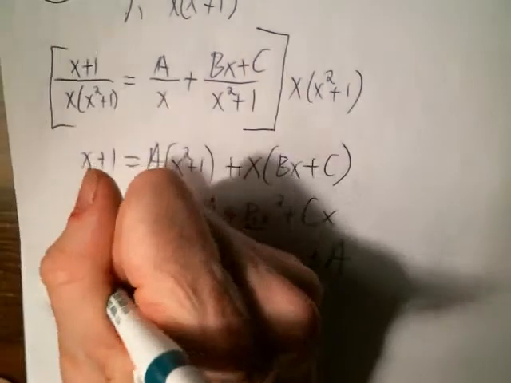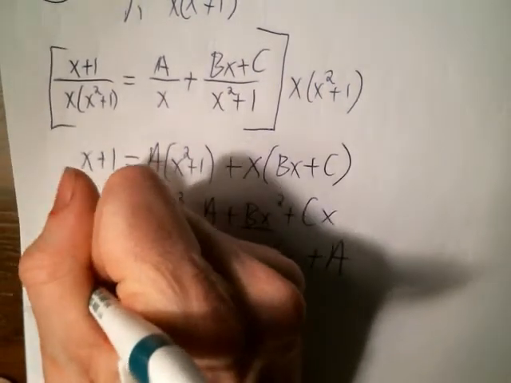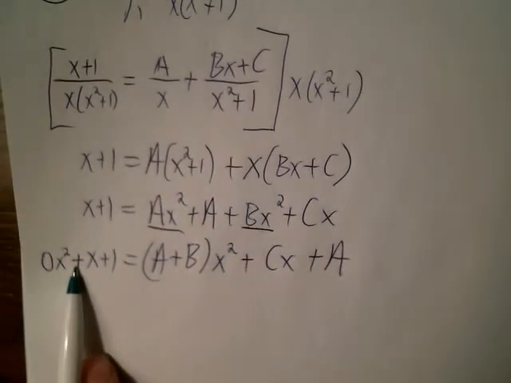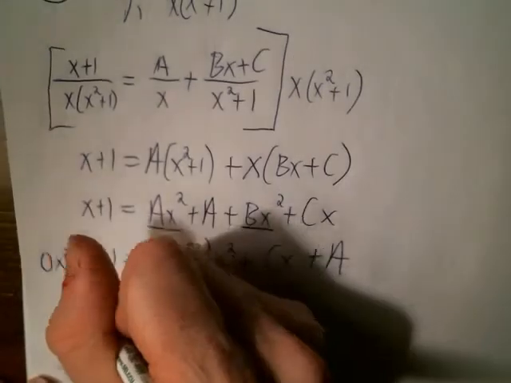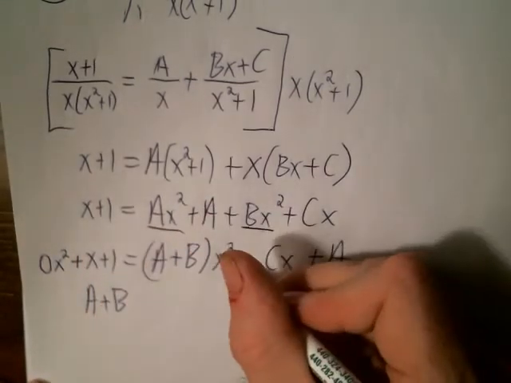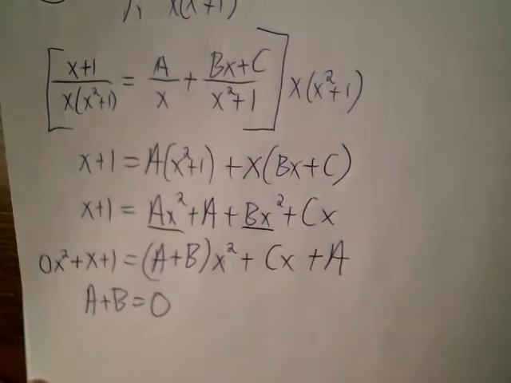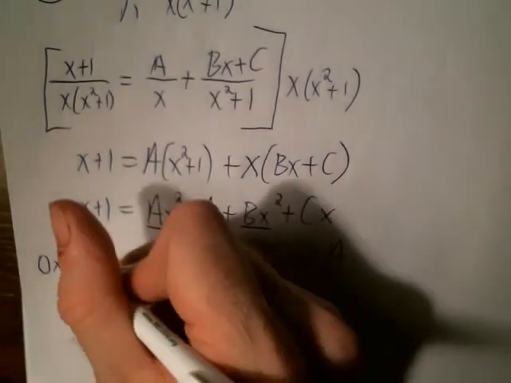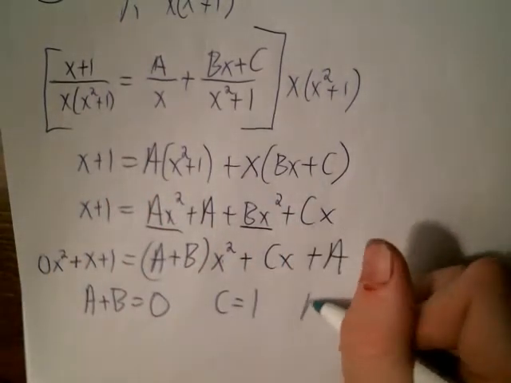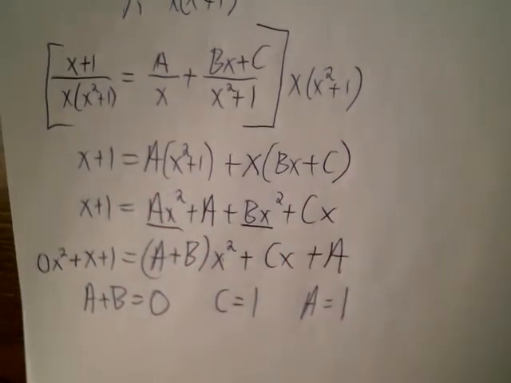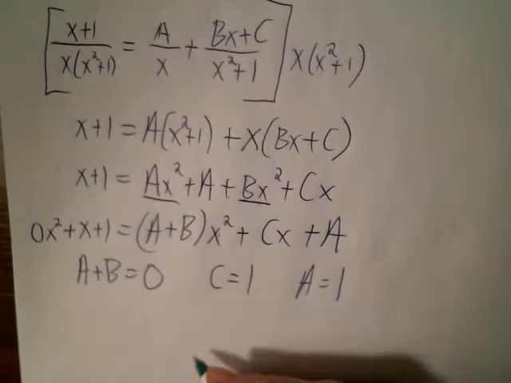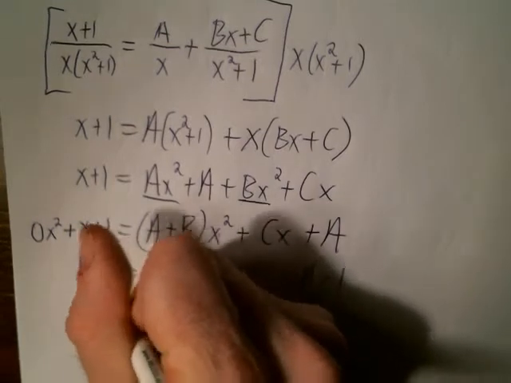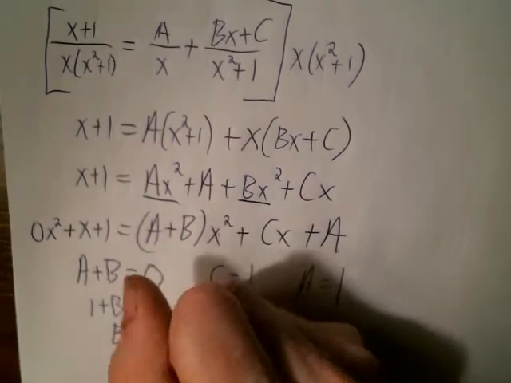On the left-hand side, I don't exactly have an x squared term, right? But I could cheat and use a placeholder as 0x squared. In other words, a plus b, the coefficient of x squared over here, must equal 0. And then the coefficient of x, c, must be 1. And then a must also be 1. Then I need a value for b, so plug a into this formula. 1 plus b is 0, so b must be equal to -1.